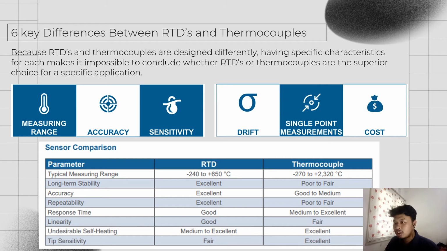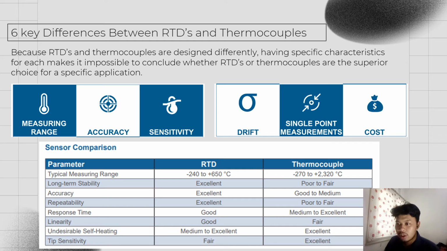And the second factor is accuracy. RTDs provide the highest accuracy and may be the preferred solution when temperature measurement accuracy is required to be around 0.05 to 0.1 degrees Celsius.